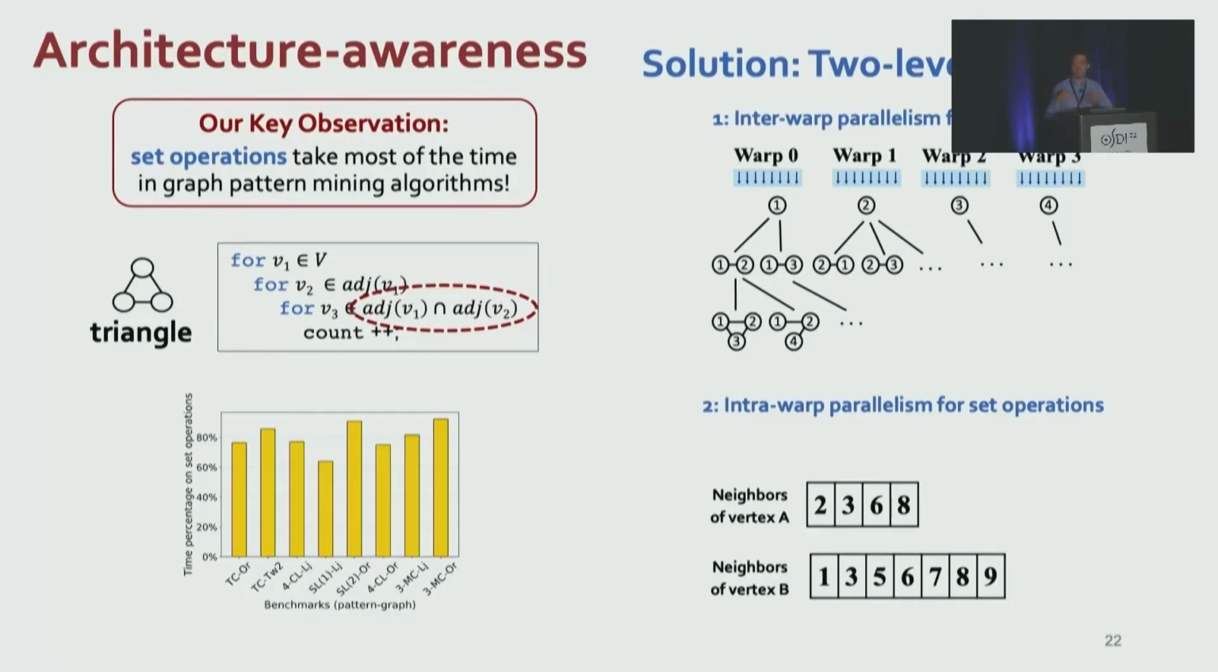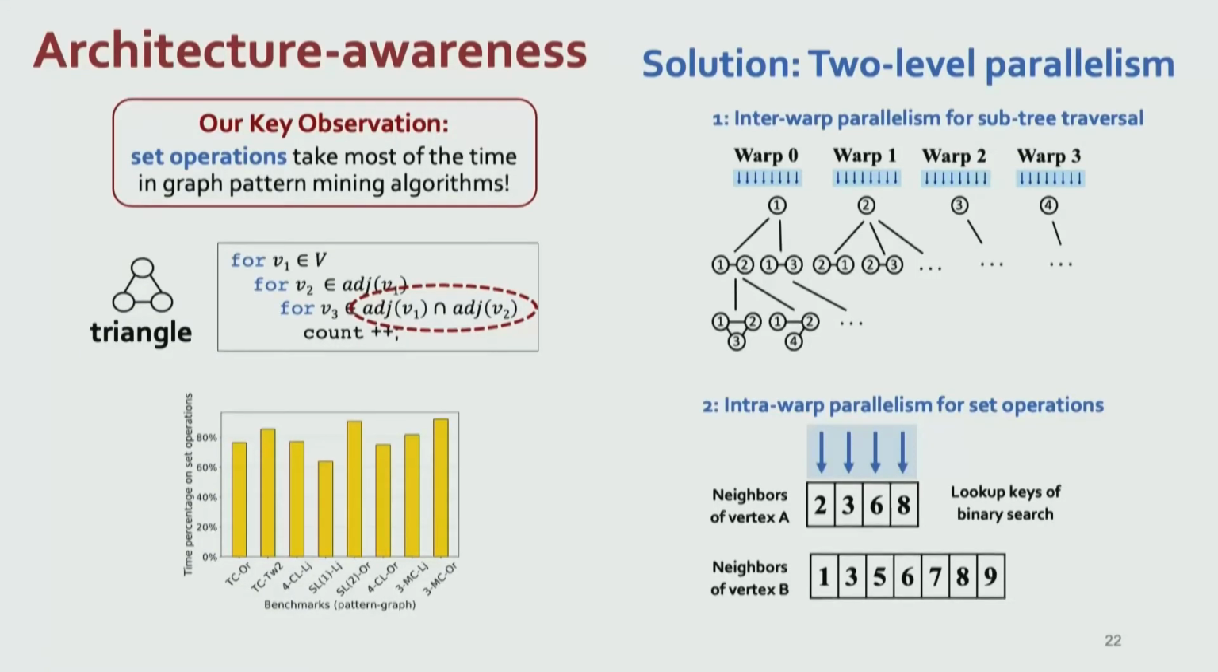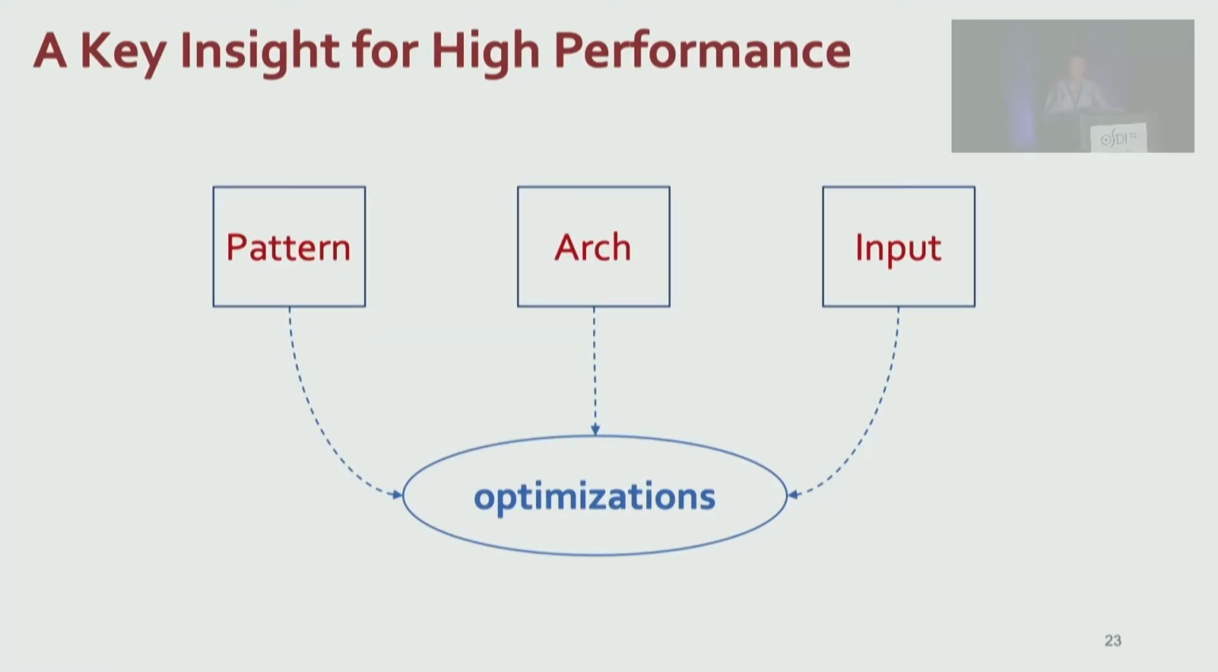Suppose we have two neighbor sets here, and we want to compute the intersection of these two sets. What we do is let each thread in the warp take one element in the first set, and then perform a binary search in the second set to check if it exists in the second set. You can see that since these binary searches are performed in parallel, we can make the set operations faster. You might also have noticed that there is some redundancy because all the threads in the warp perform the same subtree traversal. But overall, it's a much better trade-off on the GPU, given the fact that set operations take most of the execution time. And that is just one example of architecture awareness. You can find more details in the paper about how pattern and input awareness can help improve performance.